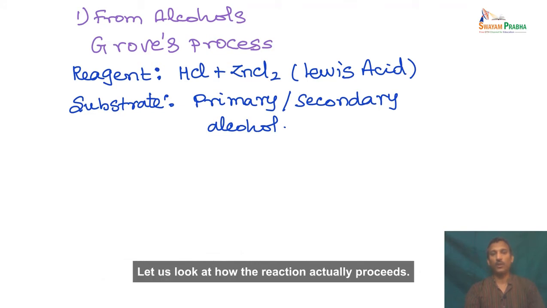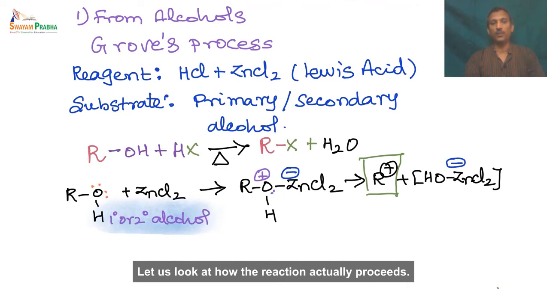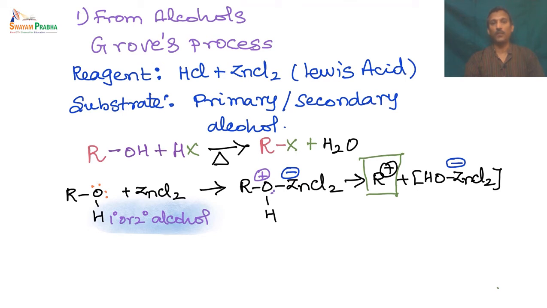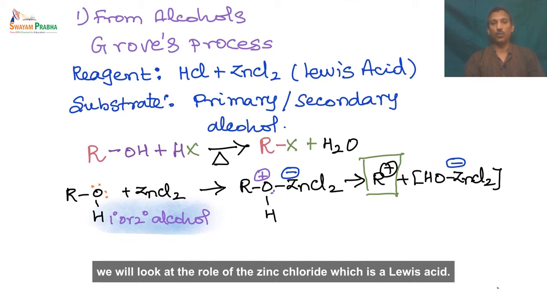Let us look at how the reaction actually proceeds. So in the first step, the alcohol and the HX are heated to give the alkyl halide and water. We will look at the role of the zinc chloride, which is a Lewis acid. So this is very crucial for the success of this particular reaction. So the alcohol is having lone pair of electrons. This is the Lewis acid.